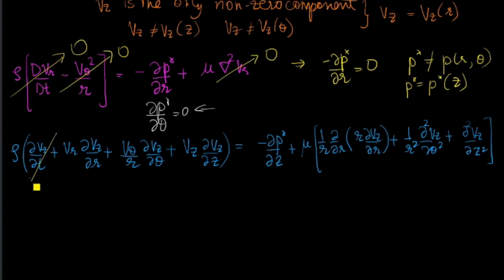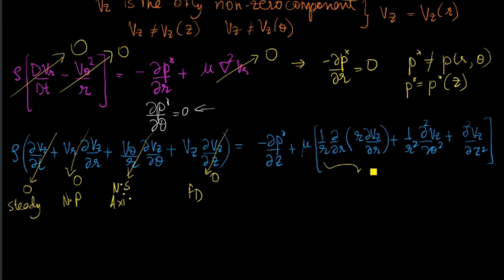Because the flow is assumed to be steady, this term vanishes. Because vr is 0, this term vanishes, no penetration. This term vanishes because of two reasons. The first reason is no swirl, and the second reason is axisymmetry. This term vanishes because the flow is fully developed. This term exists. This term vanishes because of axisymmetry. This term vanishes because of fully developed flow.